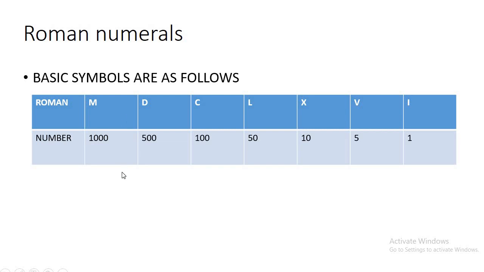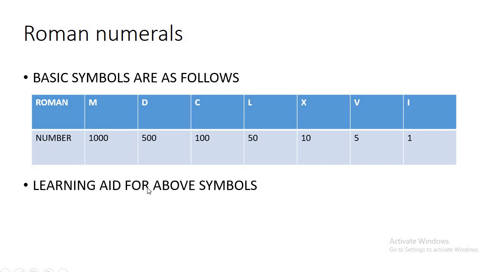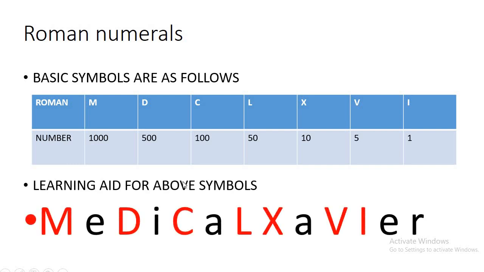In order to learn this, we have a learning aid, "Medical Xavier". These are two words, Medical and Xavier, which can be remembered for learning M, D, C, L, X, V, I. So it has M, D, C, L, X, V, I. I stands for 1, V for 5, X for 10, L for 50, C for 100, D for 500 and M for 1000.